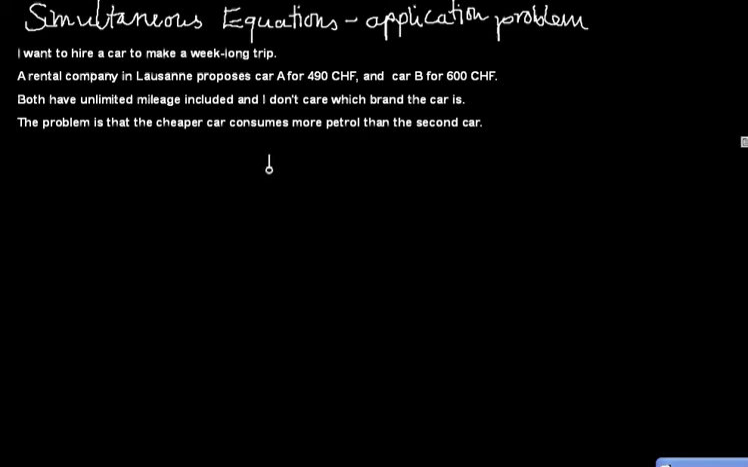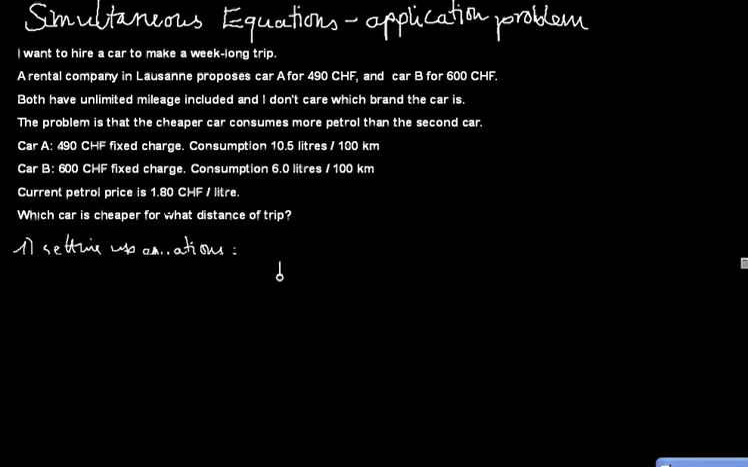The problem is that the cheaper car consumes more petrol than the second car. So here's the information about it. Car A costs 490 francs per week and it consumes 10.5 litres per 100 kilometers. Car B costs 600 francs per week but it consumes only 6 litres per 100 kilometers. I also know that the current petrol price is 1 franc 80 centimes. And the question is, which car is cheaper for what distance of trip?